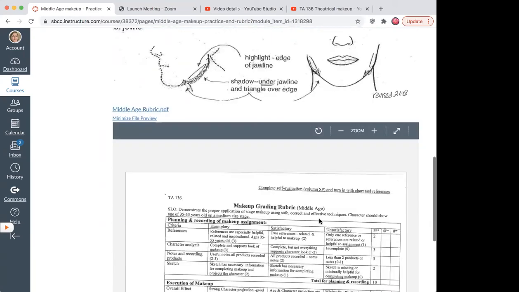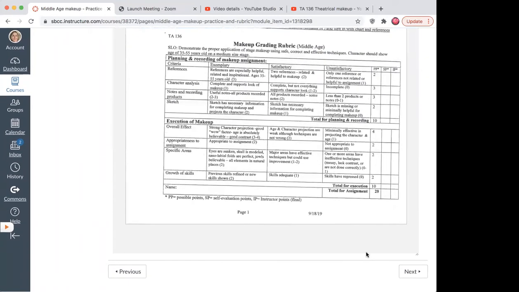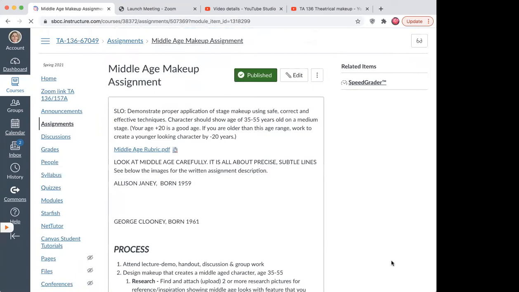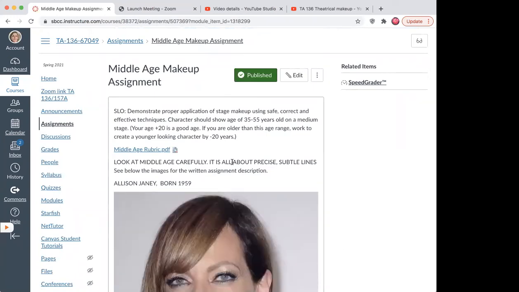Okay. Let's go to the assignment. So here is the assignment for Monday. This is your student learning outcome: demonstrate proper application of stage makeup using safe and corrective effective techniques. Character, that's your SLO. Your character should show an age of 35 to 55 years on a medium stage.